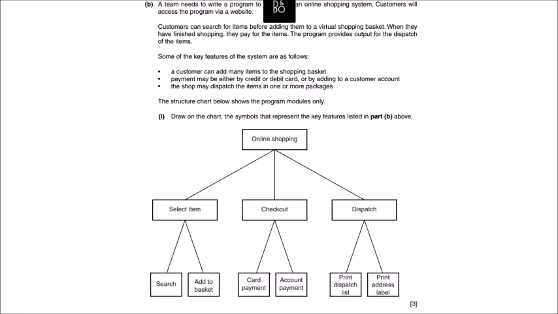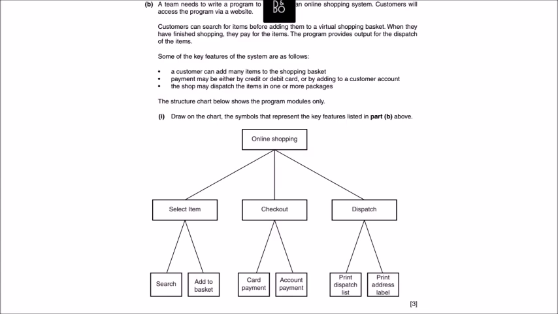So now this part is, basically what he's saying is, there is a shopping system. Customer can search for items before adding them in a virtual shopping basket. When they have finished shopping, they pay for the item. The program provides output, the dispatch of the item. Some of the key features of the system are as follows: a customer can add many items to the shopping basket. And this is how it works actually. It's a customer's will how many things he or she wants to add to their basket.